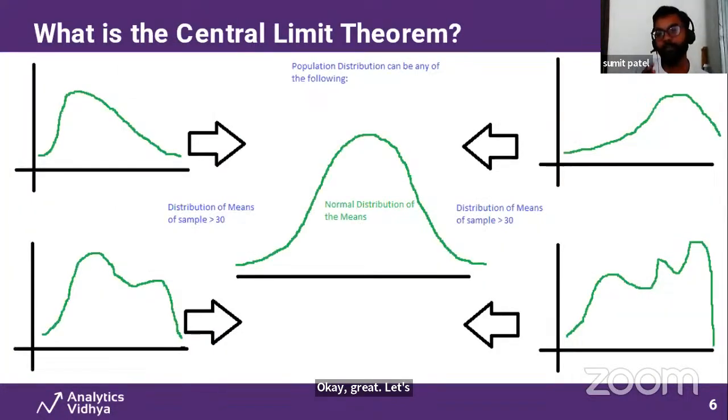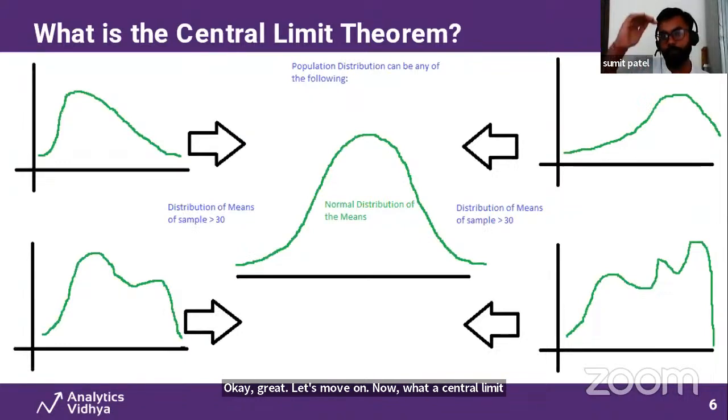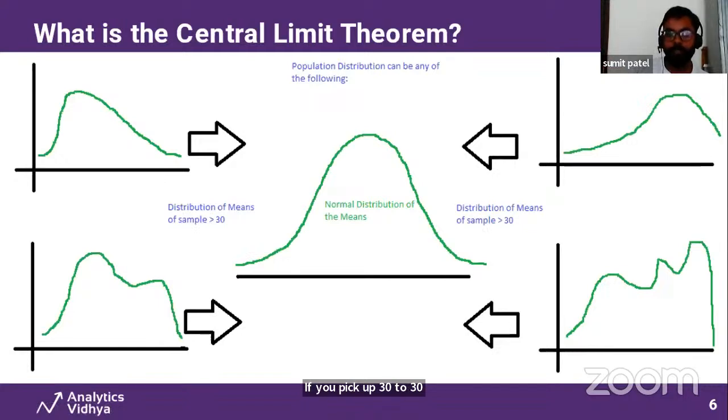Now, what the central limit theorem states is that if you have a population and you pick up random samples of size more than 30, and you see the distribution of the mean of these samples, like for example, if you have a population of 10,000, and out of those you pick up 30 samples 100 times, you could do it with repetition or without repetition. With repetition would be better.